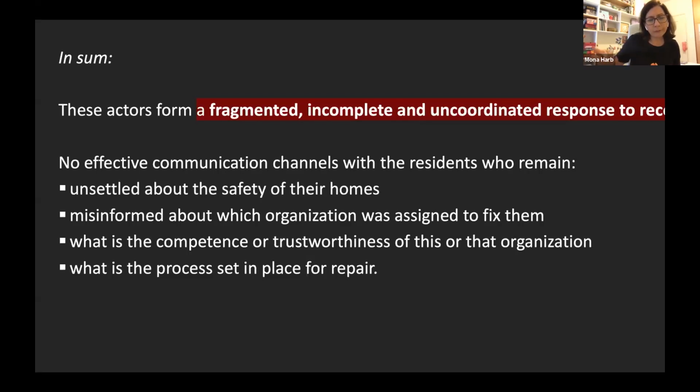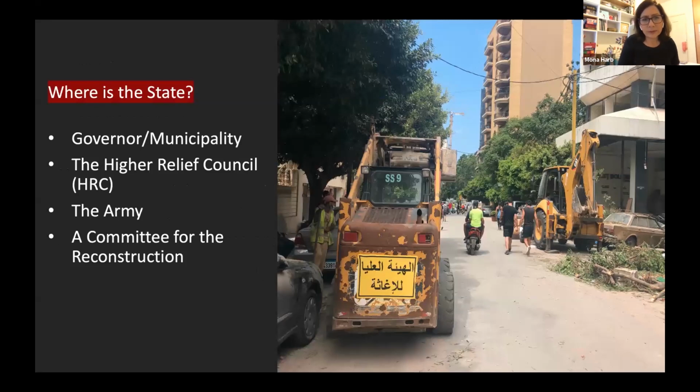So moving on, where is the state in all of this? What is the state doing? In the first few days after the blast, the Beirut Governance Office, which is the decision-making body of the Beirut municipality, appealed to four large-scale engineering companies, the same ones we always use, and asked them to conduct rapid surveys, and they did that quickly and pro bono.